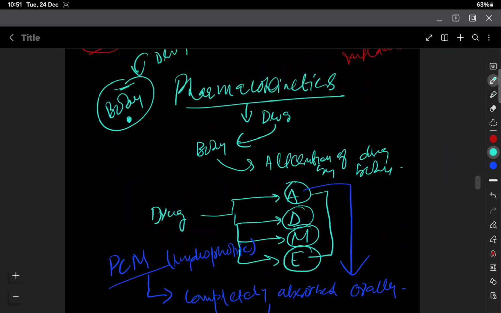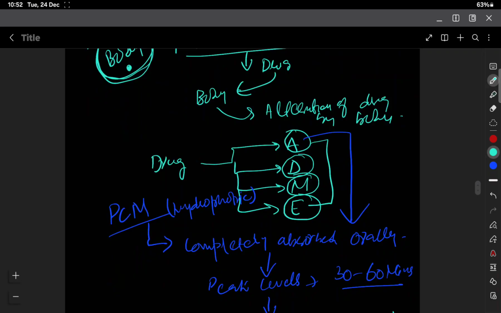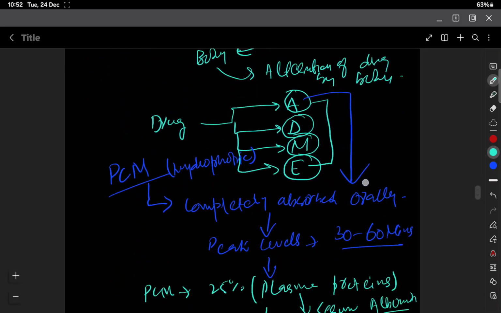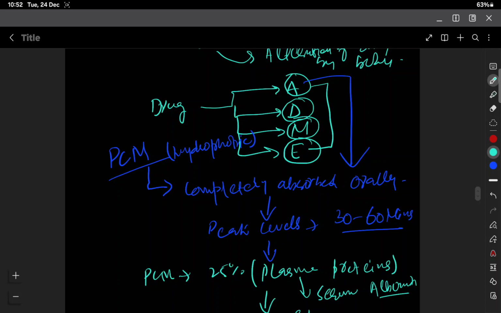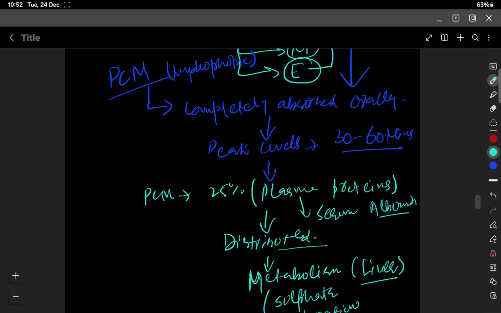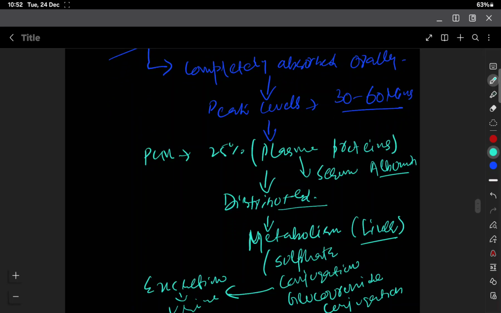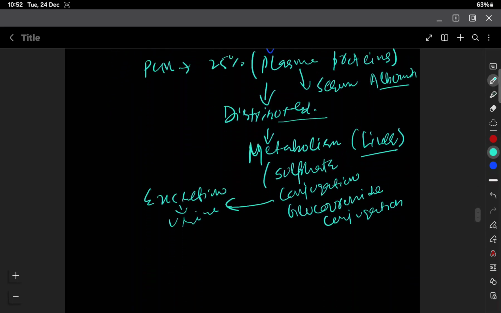So this was about pharmacokinetics. Kinetics means what the body does to the drug. So here the main focus will be on the body, what the body does to the drug. So what did the body do to the paracetamol? It did absorption, it did distribution, then it metabolized the drug, then it excreted the same drug. It was completely absorbed orally, then distributed throughout the body with the use of plasma proteins. Then it was metabolized by sulfate conjugation and glucuronide conjugation. Then it was excreted through the urine.